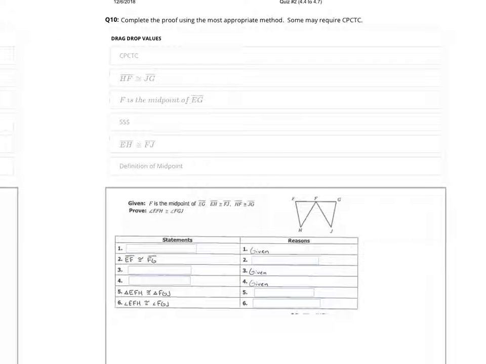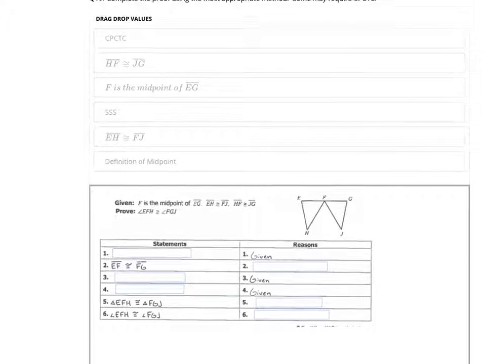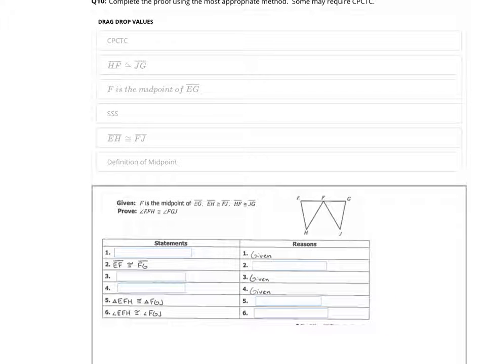And the last one, number 10. Again, we're going to use the CPCTC again on this one. I'm going to mark the ones that are statements, those three. This would be a reason. This is a reason. It's one of the big five. And this is a reason. So drag and drop those to the appropriate place.